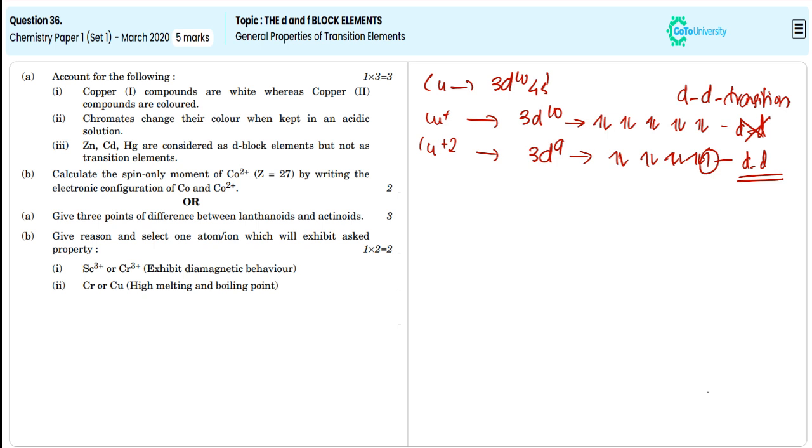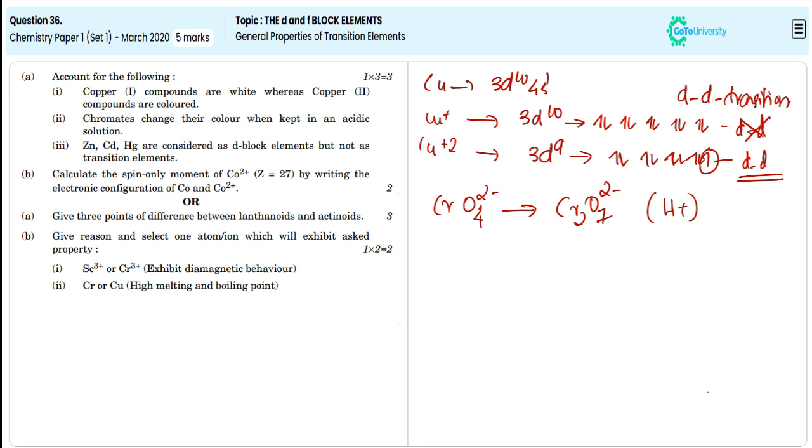copper 2 ion compounds. Next one, chromate changes its color when kept in acidic solution. In acidic solution, the chromate ions, CrO4 2-, will change to Cr2O7 2- ions. Chromate ions have one color and the dichromate ions have another color. So in acidic medium, this conversion is happening. That's why they show a different color in acidic medium.